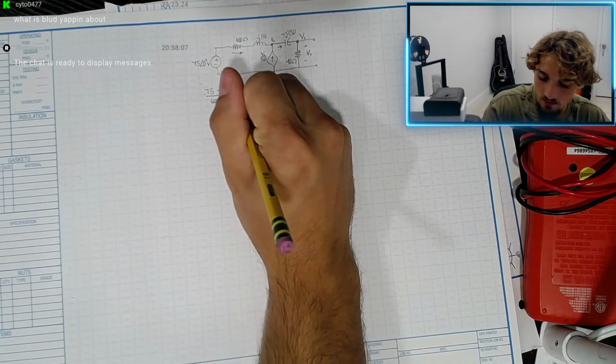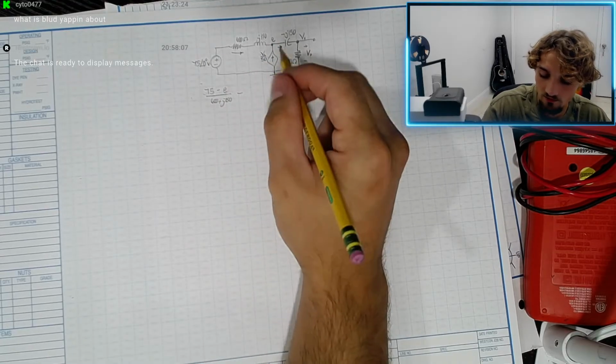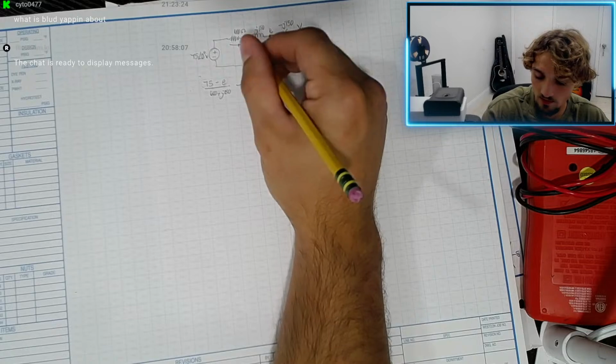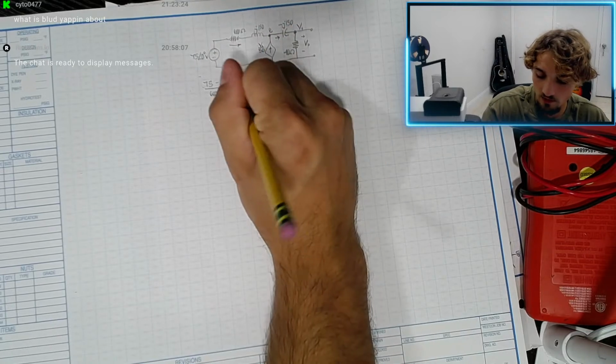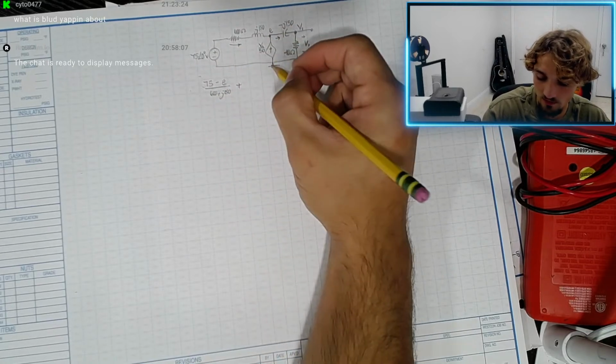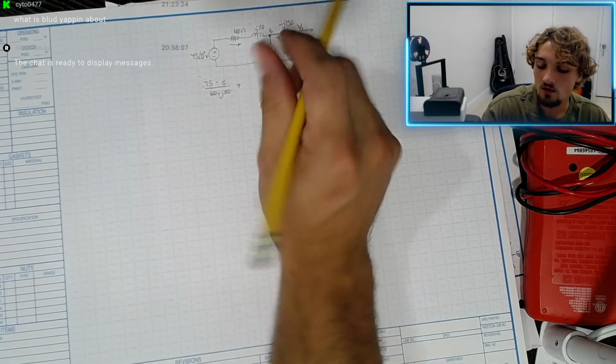600 minus... so 75 minus E, right? And then this one's going into the node, so we'll consider that to be positive. Well, that's why we start with 75, right? The direction's that way.